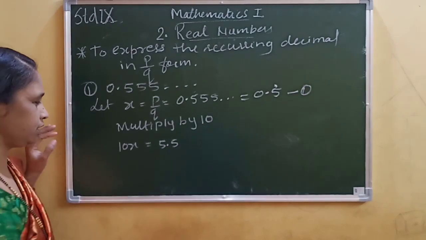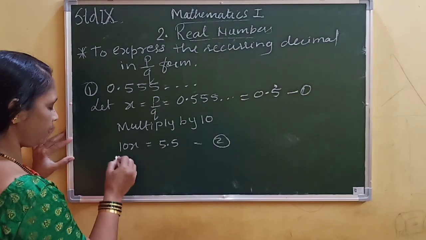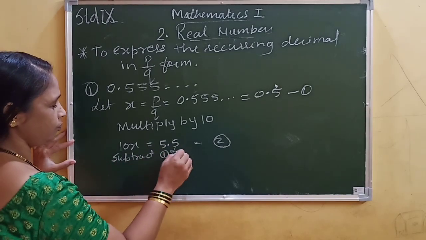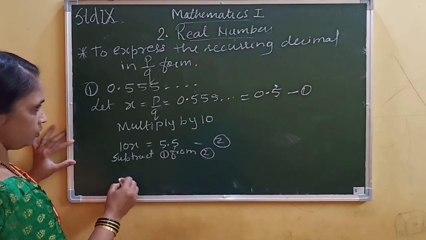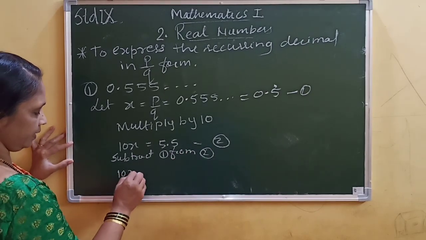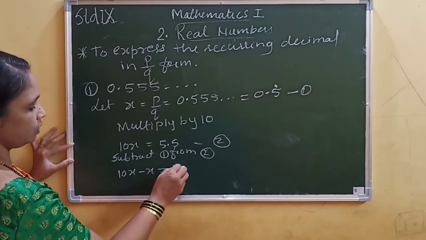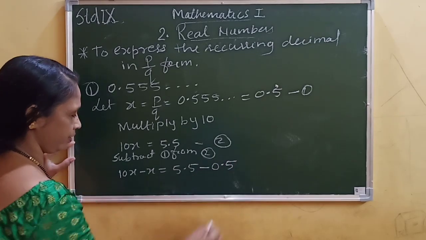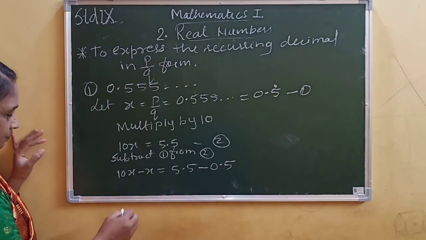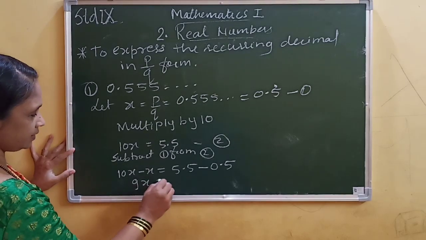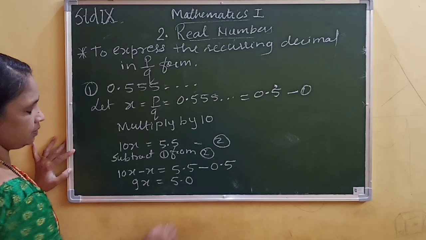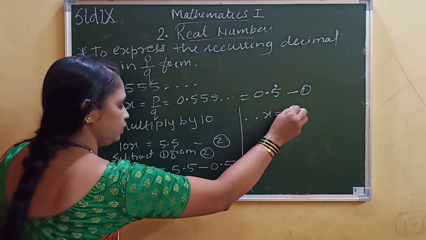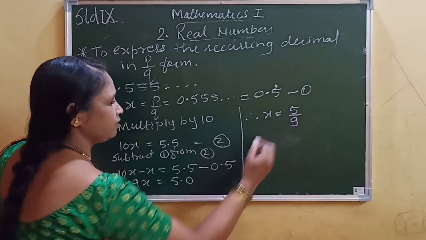Now 5.5, this we got as equation 2. Now subtract 1 from 2. Subtract 1 from 2, then what? 10x minus x is equal to 5.5 minus 0.5. So it will be equal to what? 9x is equal to 5.0. Okay, therefore x is equal to 5 upon 9.